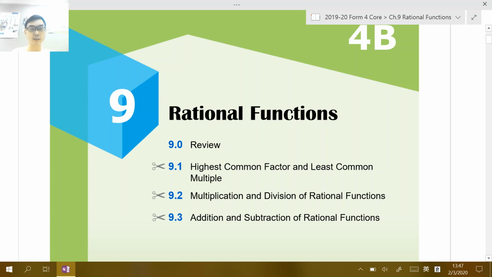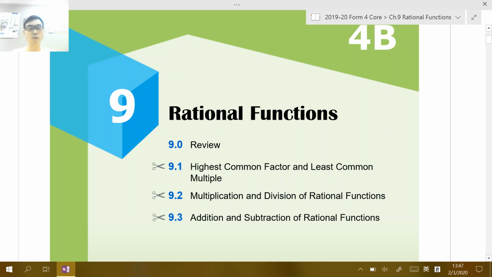You can see in this chapter there will be three sections. The first one is highest common factor and the least common multiple, or we say HCF and LCM. But you have to understand this one is different from what you learned in primary school. I will tell you about this later. Also 9.2 and 9.3 are multiplication and division, or we just say the operations on rational functions. I will give these later.